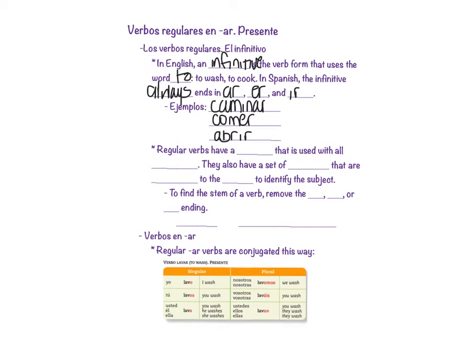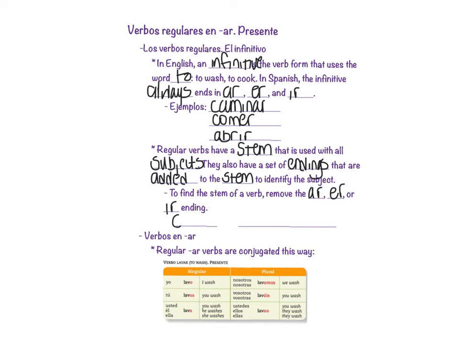Regular verbs in Spanish have a stem that is used with all subjects. They also have a set of endings that are added to the stem to identify the subject. To find the stem of a verb, we remove the AR, the ER, or the IR ending.